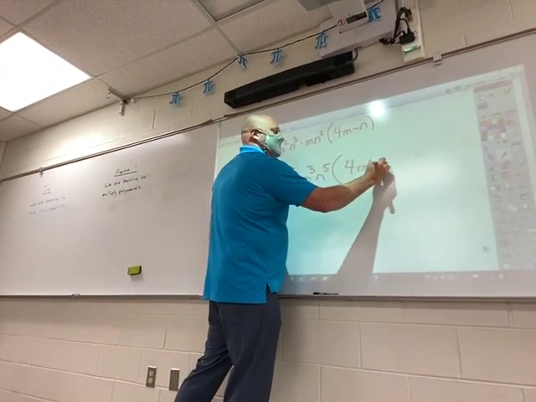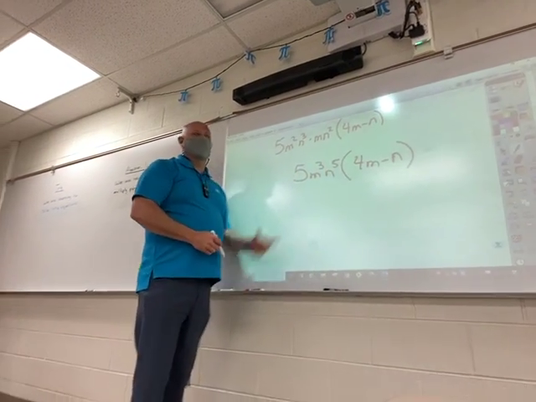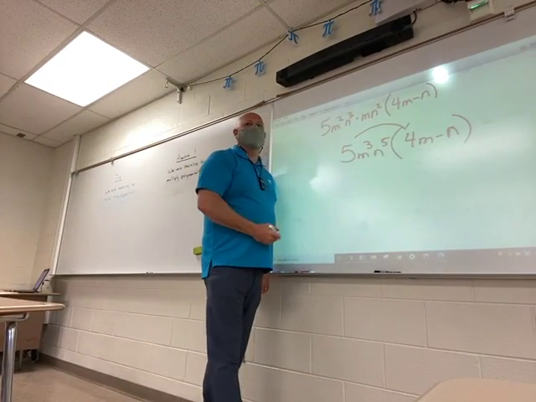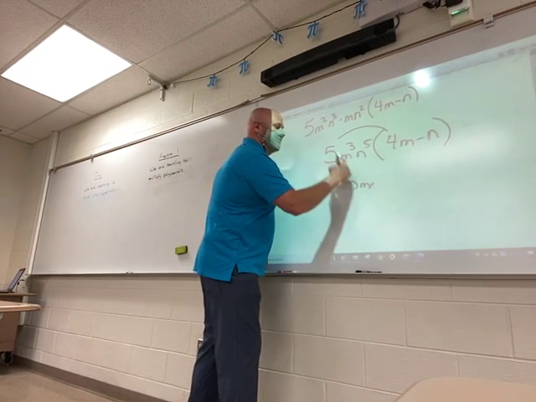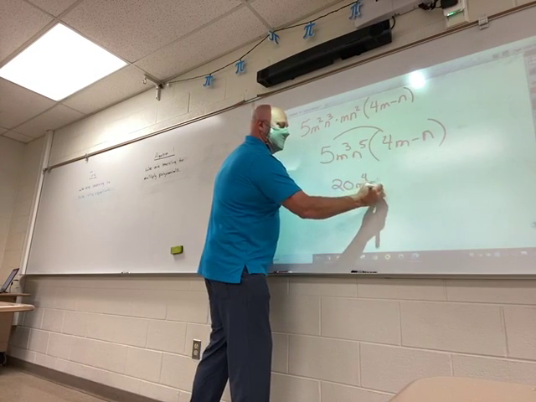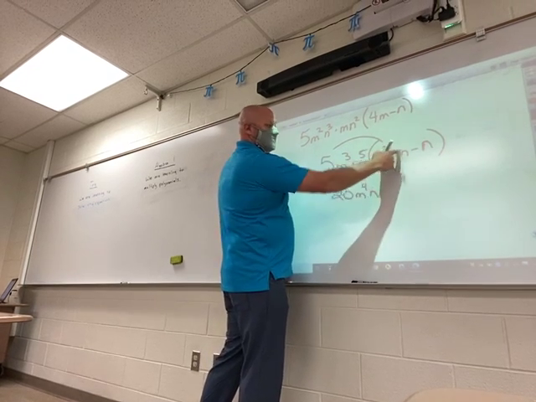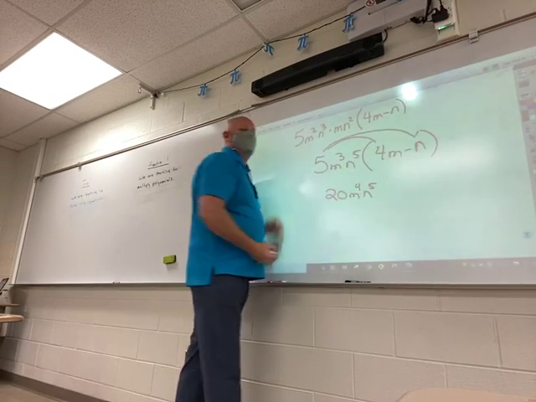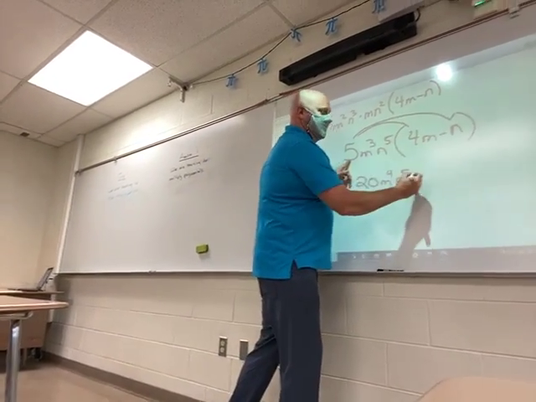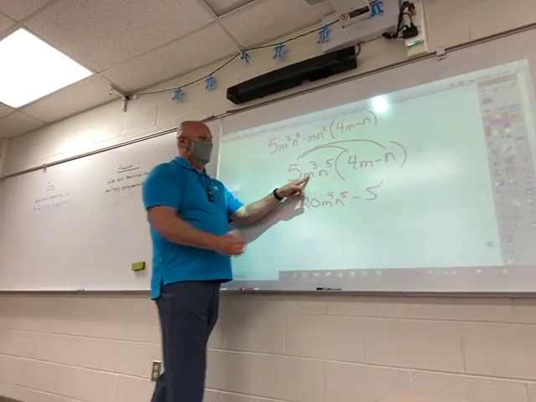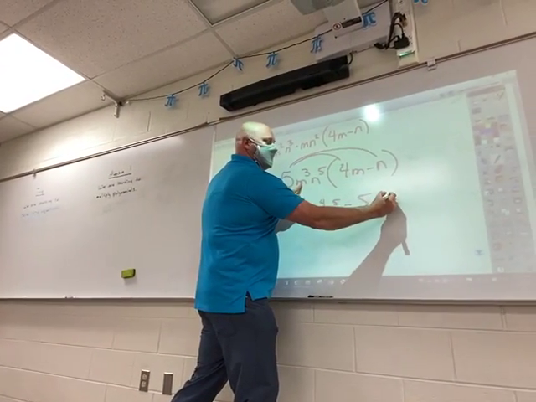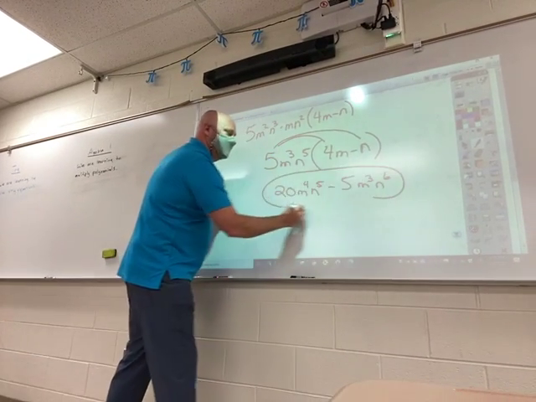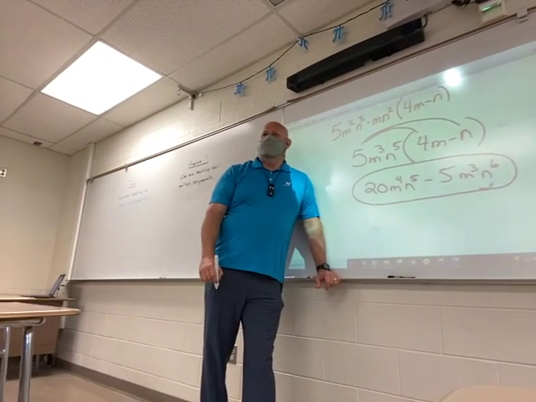Now, you've got a monomial times a binomial. So you have to distribute. What's 5 times 4? 20. How many m's would you have? 4. How many n's would you have? Just 5 of them, because there's no n's in this part, right? Now you've got to take this and times it by the n. 5 times 1 is minus 5. How many m's would you have? Just the 3 of them. And how many n's would you have? 6. That is your answer. That is number 12.